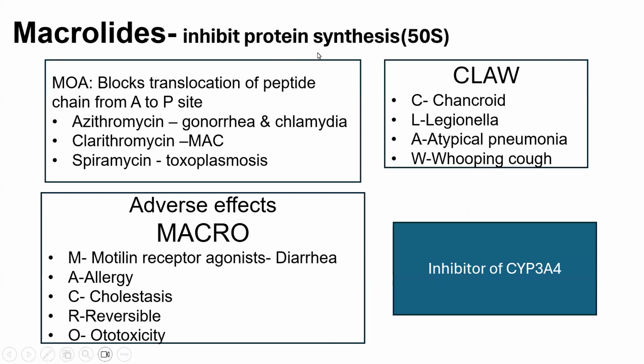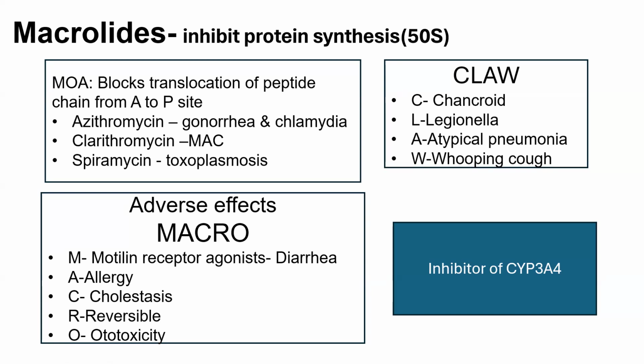So mainly it inhibits protein synthesis by binding to the 50S ribosome. Then mechanism of action, I have already told you, it blocks the final step, that is translocation of the peptide chain from A to P site. Even if you don't remember this, it binds to 50S and inhibits the protein synthesis. And the main drugs are azithro, clarithro, and pyramycin. Azithro, we know, is commonly indicated in chlamydia infection and gonorrhea.